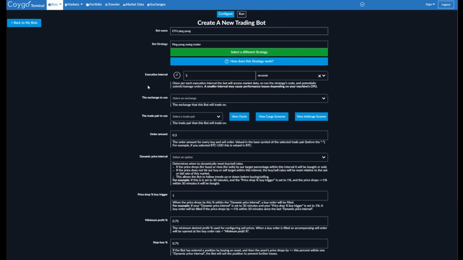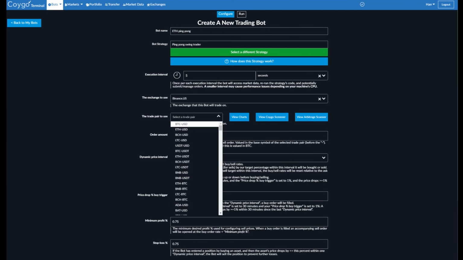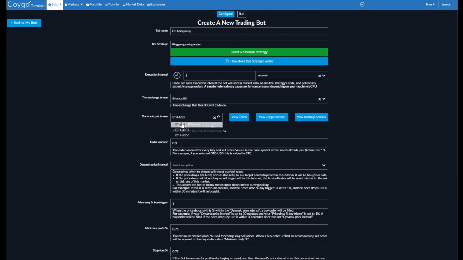Coygo Bots is really meant for high frequency, short interval trading. Now the exchange to use, that's self-explanatory. We'll pick Binance US. Now the trade pair to use, I'm going to pick Ethereum USD. But if we want, we could view real-time price charts in any market. We could use the Coygo screener to compose custom search filters to find the coins that we're looking for. Or we could view the arbitrage scanner to view real-time price spreads. But we don't need those today because we know we're going to be trading on Ethereum USD.